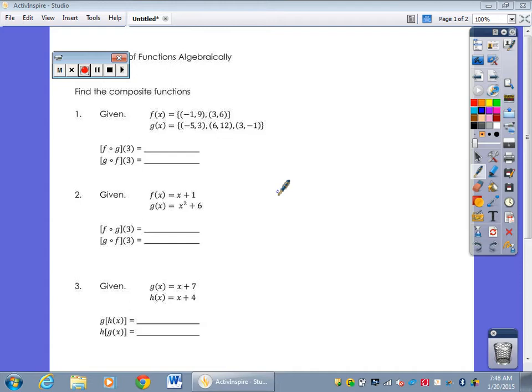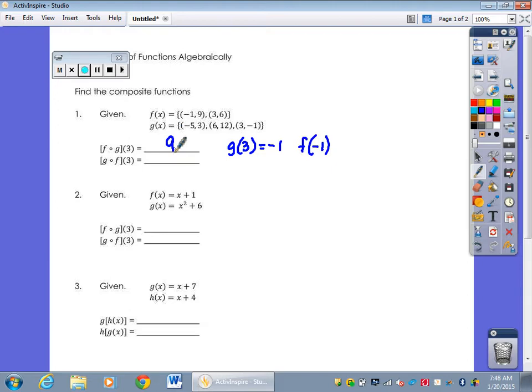So you go to the g equation, and you look at what g of 3 would be. And so the answer would be -1, because that's its pair. So g of 3 is equal to -1, and now you need to find f of -1, and f of -1 is 9, so that would be your answer.